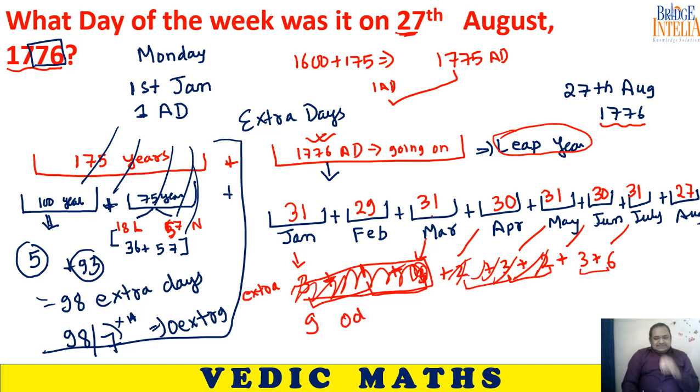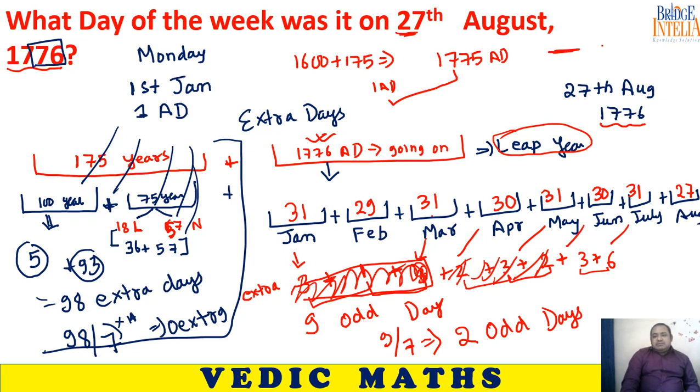9 odd days. So 9 can still be divided by 7. If you divide 9 by 7, you get 2. 2 odd days means the second day of our modern calendar. So the first day is Monday, so the second day is Tuesday.